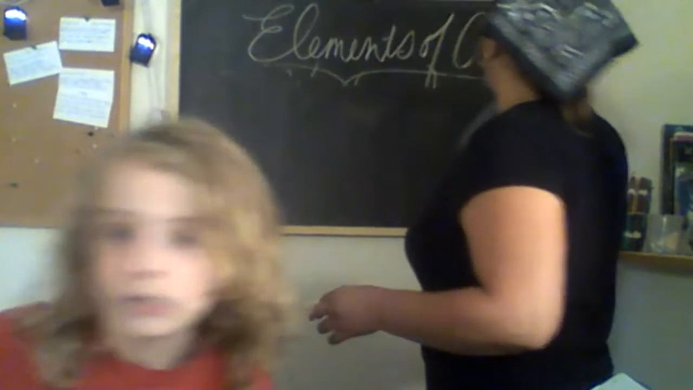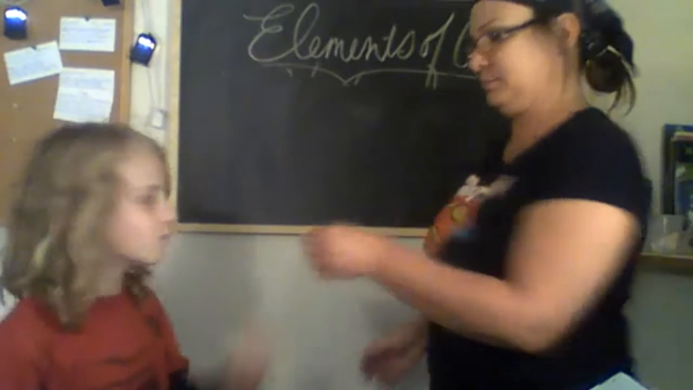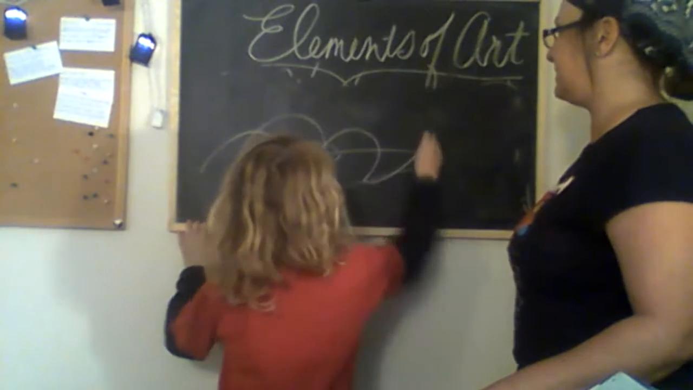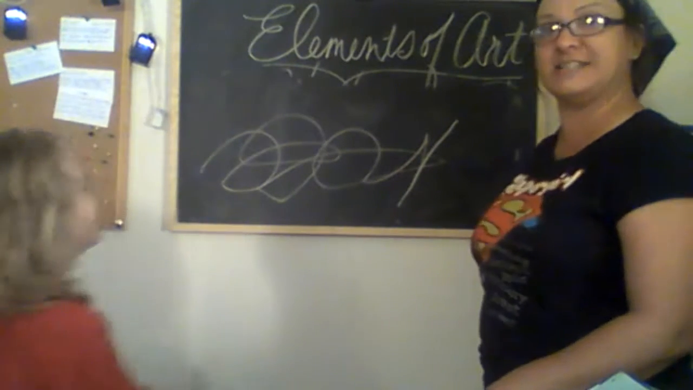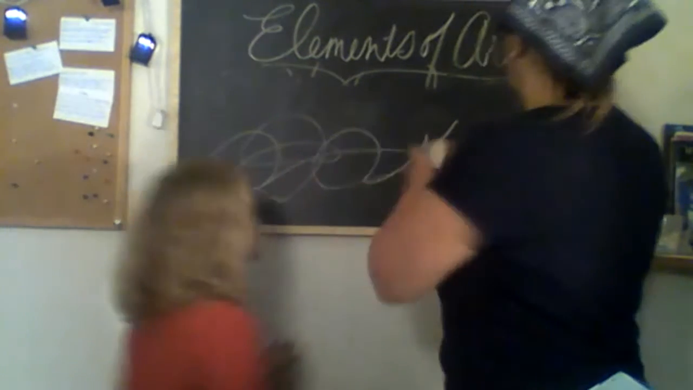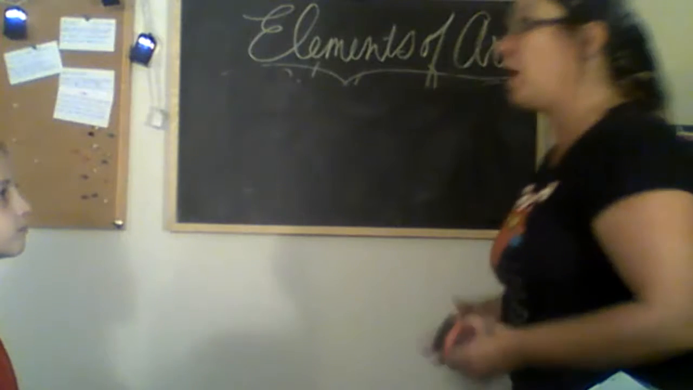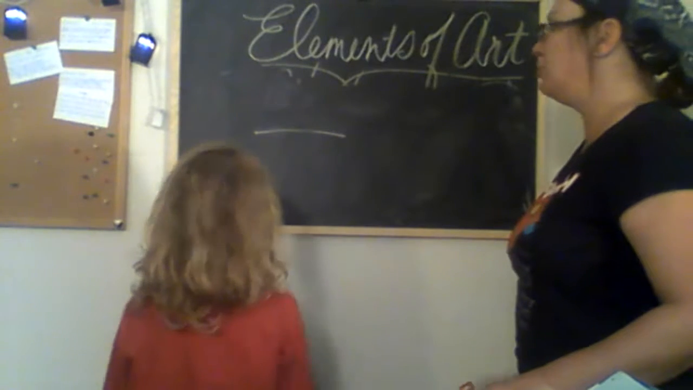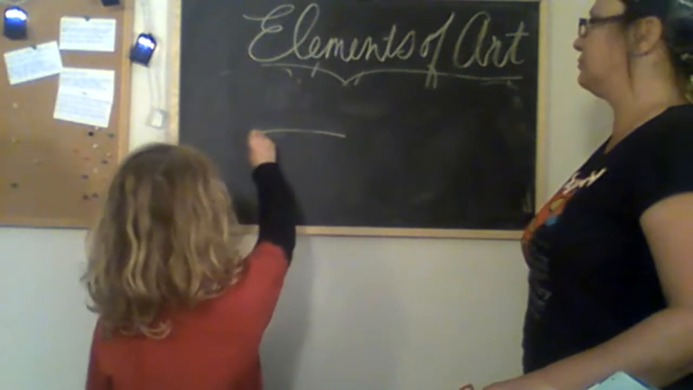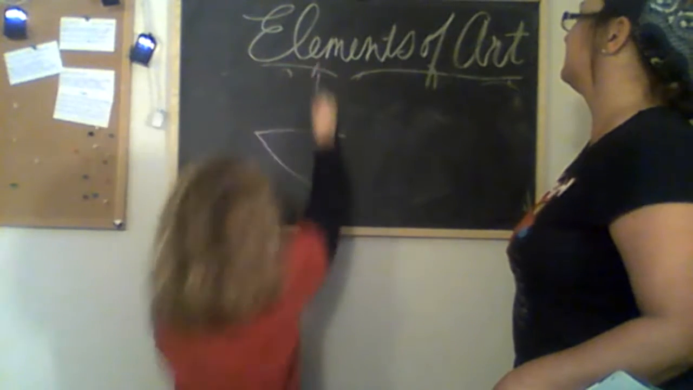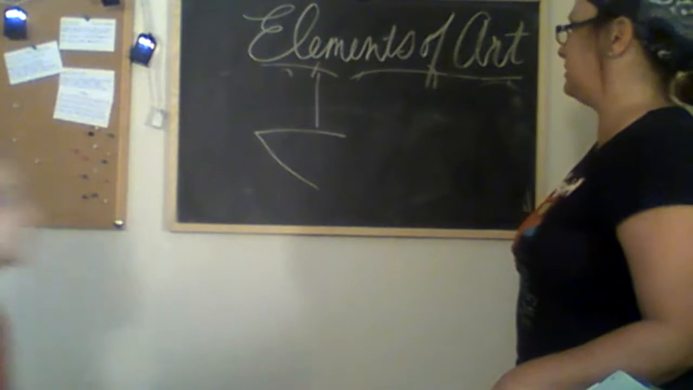So Tavin wants to show you his line. That looks like Daddy's signature. Doesn't that look like Daddy's signature? Okay. So, Tavin, can you draw me a horizontal line? Can you draw me a diagonal line? Can you draw me a vertical line? Can you draw me parallel lines?